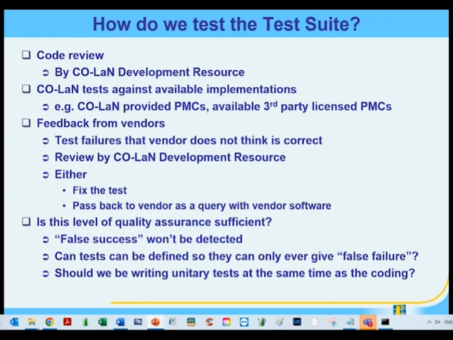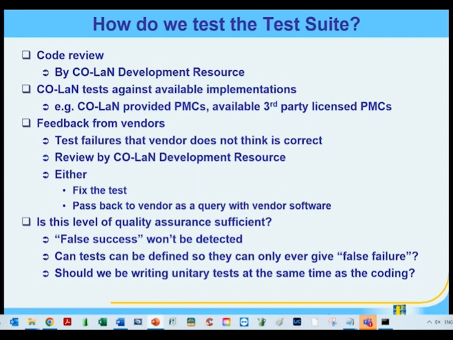And we get feedback from vendors. So we may get test failures come back from a vendor that they don't think is correct. So therefore we've got to look at the test specification and the coding. And we either fix the test or we pass it straight back to the vendors. We say, well, actually, we think it's a problem with your software, an implementation issue with your software.